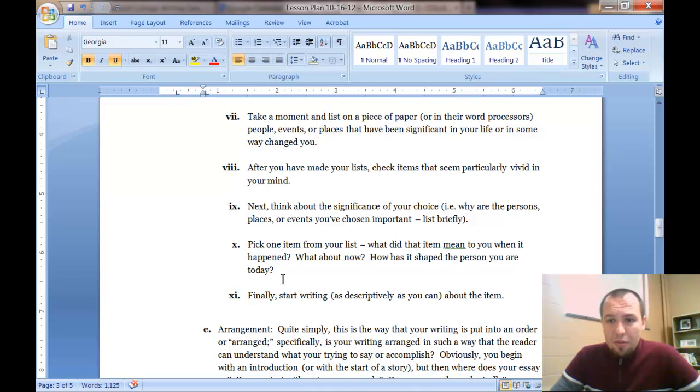And what about now? So maybe the event happened to you when you were a teenager, and so at that particular point in your life, it really meant something to you. But maybe now you have some perspective, you have some time and some distance. So what does it mean to you now? And how has that person, place, thing, event shaped you into the person that you are today?